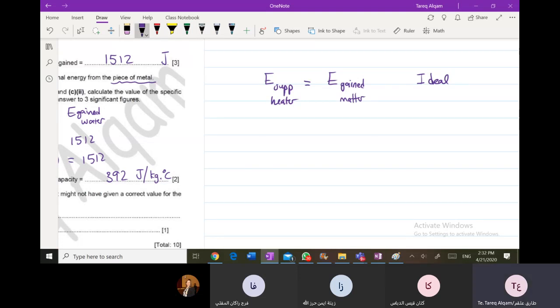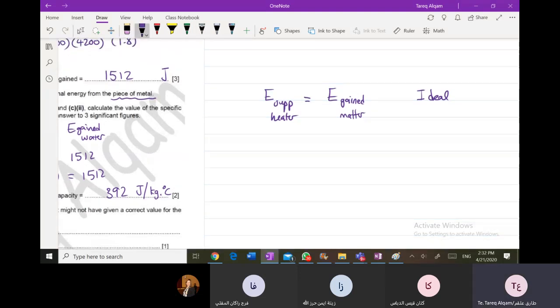Okay, guys, here, this is an ideal case. The actual case: the energy supplied by the heater is equivalent to the energy gained plus the energy that is being lost to the surrounding, right? That is being transferred where? To the surrounding.